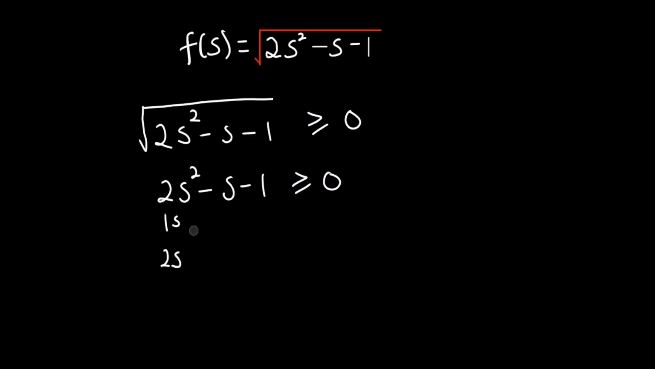Proceeding further, the constant here, which is 1, the two factors that can actually multiply to give us 1 is just 1 and 1. So we are going to have 1 and 1. This means that 1 times 1 is 1. And this other side, this means 1 times 2 is 2.